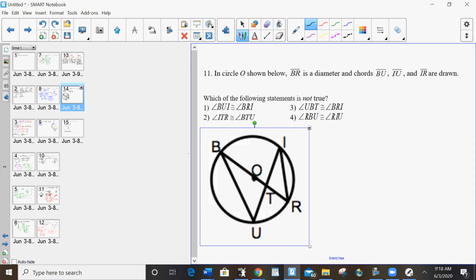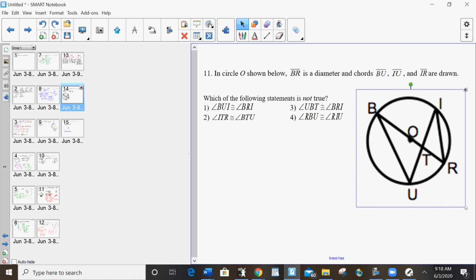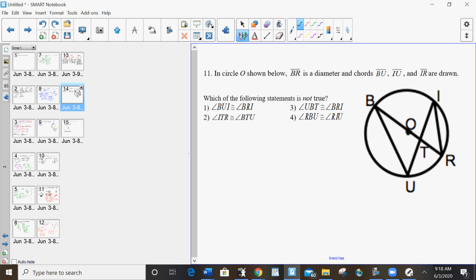So let's just move this so I can actually see it. Let's just keep it here so I can use the different colors. We're going to go through each choice. We're going to see which one's not true. BUI is an inscribed angle. It intercepts arc BI. BRI is an inscribed angle. It intercepts arc BI. They intercept the same arc. They're both inscribed. Therefore, they're congruent.